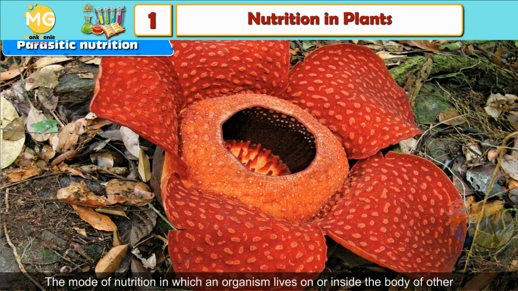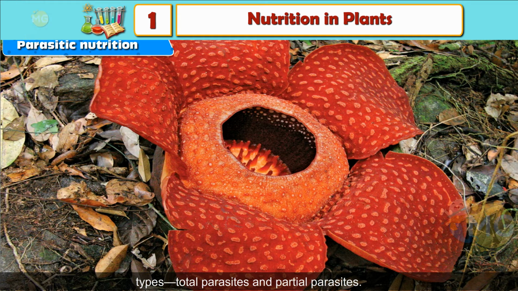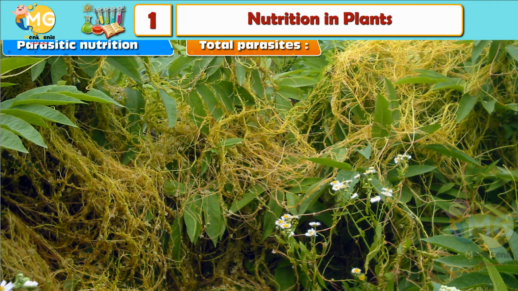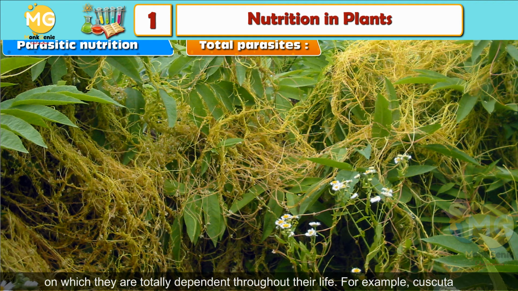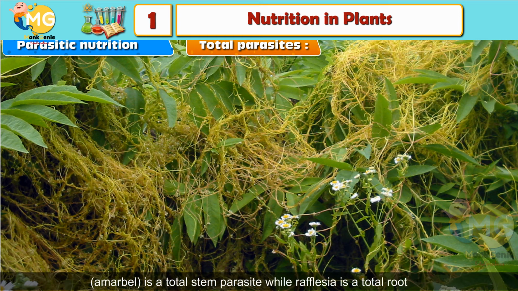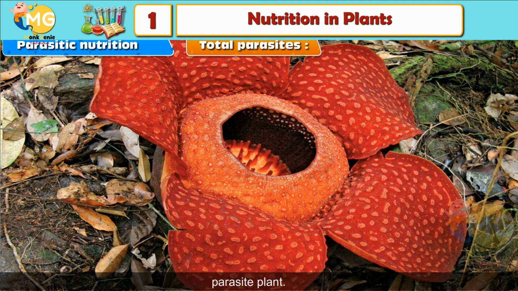Parasitic nutrition. The mode of nutrition in which an organism lives on or inside the body of another living organism, the host, is called parasitic nutrition. Parasitic plants are of two types, total parasites and partial parasites. Total parasites. These plants cannot make their own food and derive all of it from the host plant on which they are totally dependent throughout their life. For example, Cuscuta (amarbel) is a total stem parasite, while Rafflesia is a total root parasite plant.